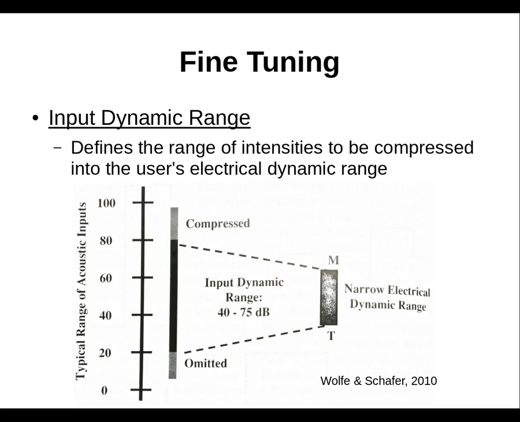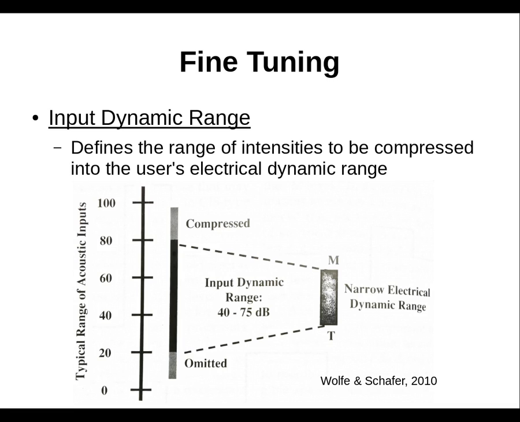The truth of the matter is, though, we narrow the dynamic range that we're going to work with at the input first. So we don't try to take 100 decibels and push it down into 20 decibels. We're going to probably have somewhere between 40 and 80 decibels that we're working with on the input to push down to that 20 decibel electrical dynamic range. And this is adjustable. This is an adjustable characteristic.